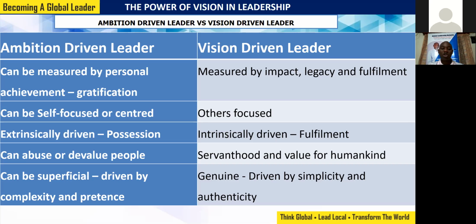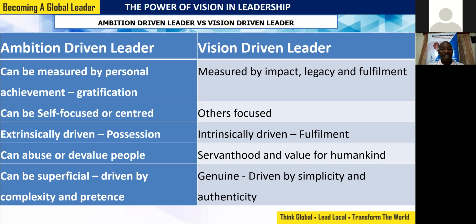Can be superficial or driven by complexity and pretense. But for vision-driven leader, it's measured by impact, legacy, and fulfillment. It's others focus, more of what is my contribution to society. It's intrinsically driven. We look at personal, or we look at inner fulfillment. We look at the purpose. We look at the vision. So there are those inner drive. It's servanthood, and it values humankind. Vision-driven leaders, they are servanthood driven, and also they value humankind. They don't use people, but they are there to improve humanity.